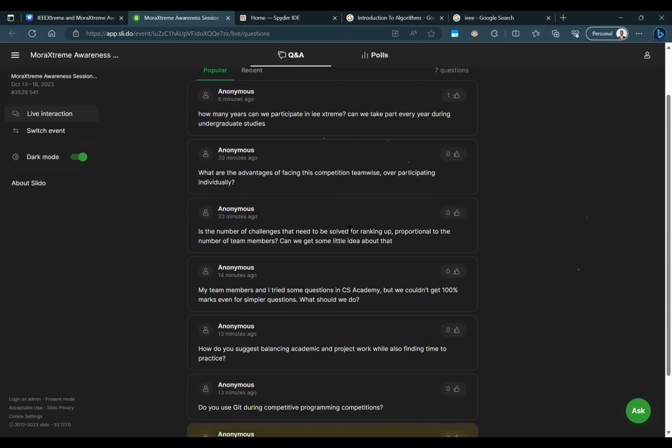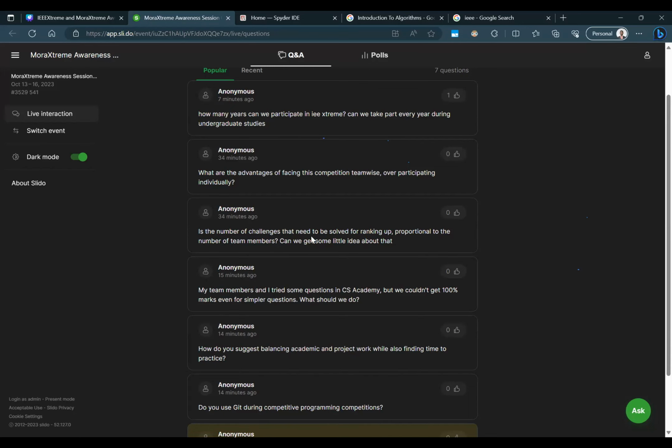Is the number of challenges that need to be solved proportional to the number of members? No, even if the team has 1 member or 3 members, it doesn't have an impact on the score. The team will be a team irrespective of the number of members. You will get scores based on the number of problems that you solve and the difficulty level of each problem. There will be difficulty levels starting from easy, medium, hard, and so on. So if you solve a hard problem compared to an easy problem, you will get a higher score added to your overall score.